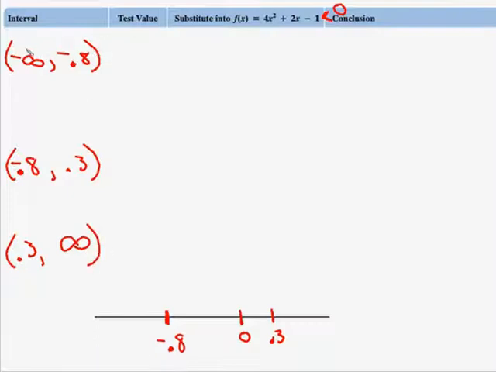All right, test value: a good number between negative 0.8 and negative infinity. You could torture yourself and do negative 0.99, but what the heck, negative 10 is a nice number to work with. Again, I can work with it pretty well in my head. I plug a negative 10 in for this x, I square it and get 100, times 4 is 400, plus a negative 20 and minus 1. That is definitely going to be positive. Are positive numbers less than 0? Well, no, that's false. So we're not going to color in that part of the number line.